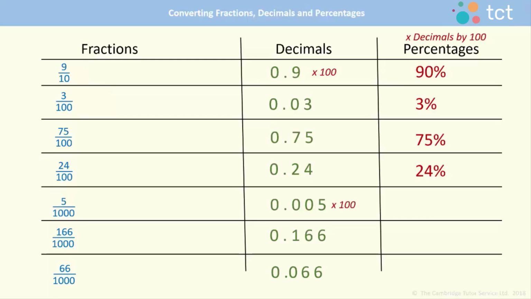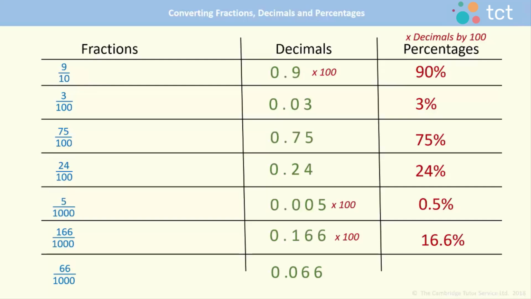Looking at 5 over 1,000, remember if you've got the decimal, you can multiply that by 100, 0.5%. If you're given the fraction, convert it to a decimal, then multiply it by 100. 166 over 1,000, if you're given the decimal, you multiply it by 100, which gives you 16.6. If you're given the fraction, if it's easier for you to convert it to a decimal first, you can do that very quickly and then multiply it by 100.